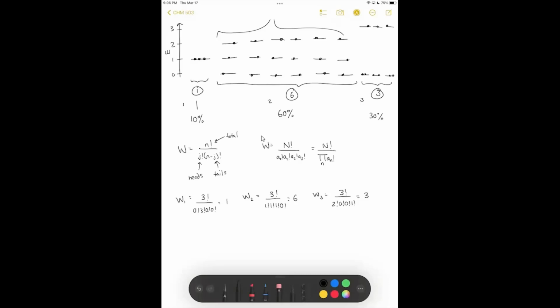If we wanted to, we can convert these weights into a probability by simply dividing by the total weight. There's no convenient way to get the total weight like there is for coin flips, so we actually have to add it up. The total weight then is simply 1 plus 6 plus 3 equals 10, and we can convert these weights into a probability if we would like to. For this very simple example, all 3 configurations have a substantial likelihood of occurring.